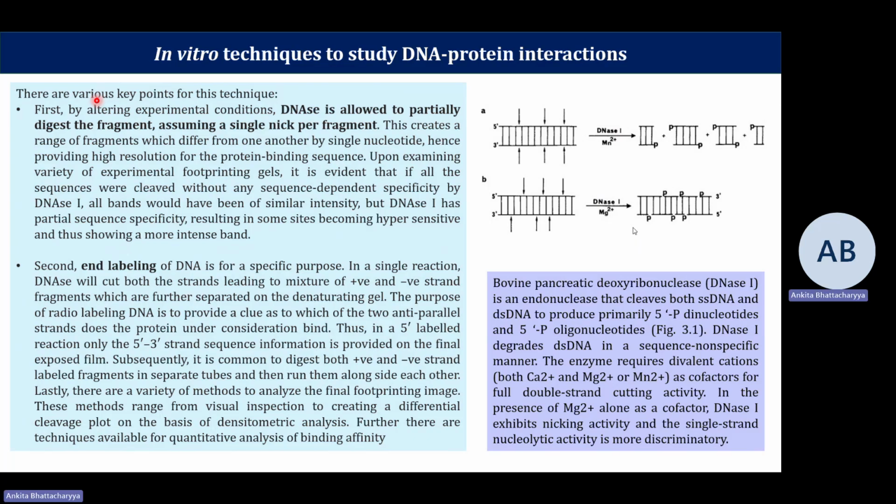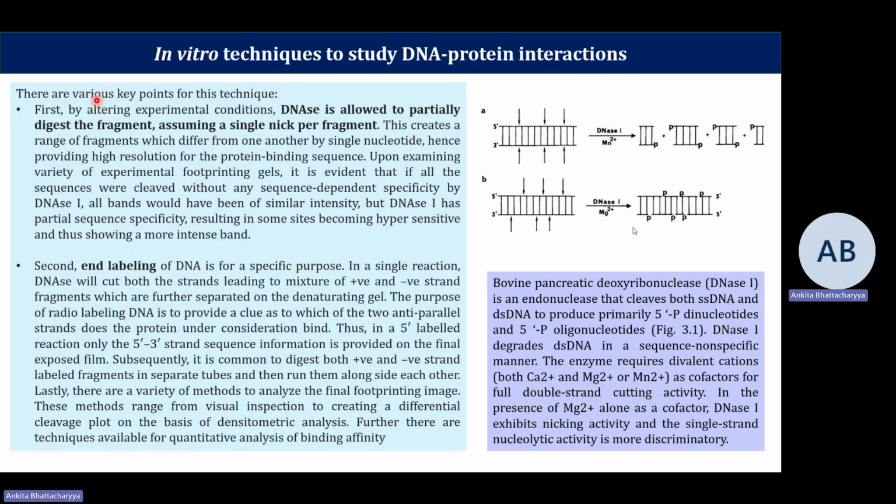Lastly, there are a variety of methods to analyze the final footprinting image, which range from visual inspection to creating a differential cleavage plot based on densitometric analysis. There are other techniques also which are available for quantitative analysis of binding affinity.